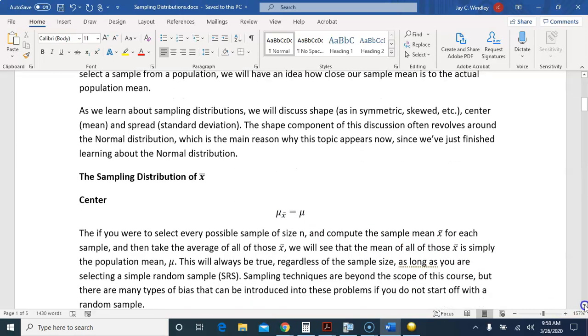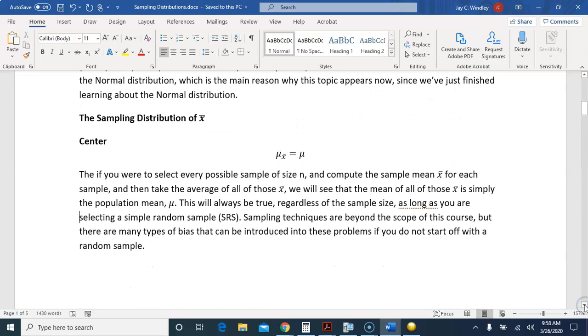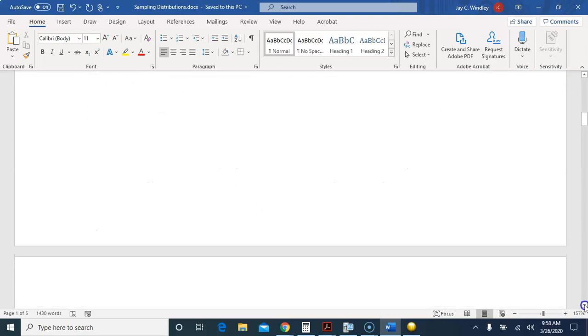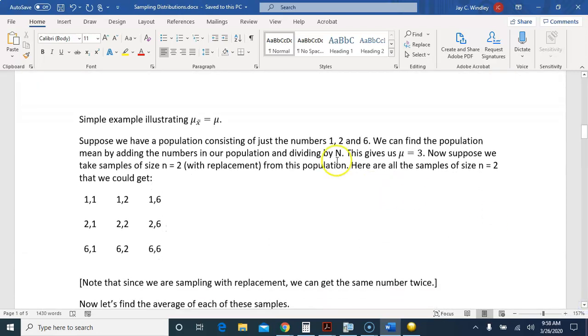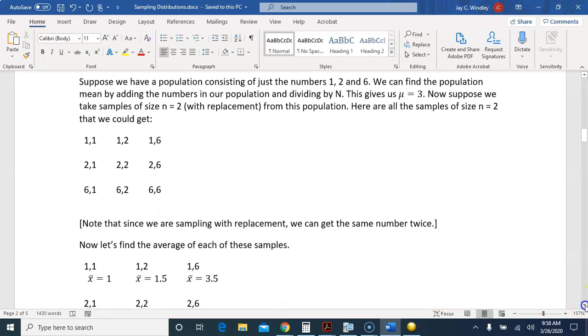So a much simpler example of that, so that we can actually do some calculations. Suppose I just had a population consisting of the numbers 1, 2, and 6. It's pretty easy to figure out the population mean: add those numbers together and divide by 3. That gives you a population mean of 3. Now, from this population, which is only 3 numbers, let's take samples of size 2 with replacement. These are all the possible samples of size 2 that we could get. Okay, so now there's only 9 possible samples I can get.